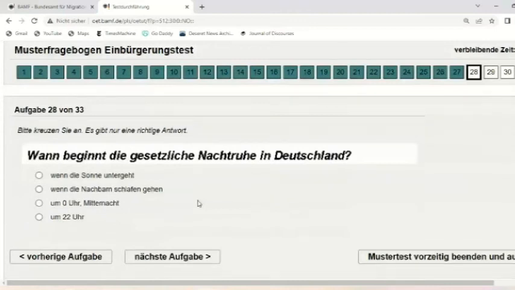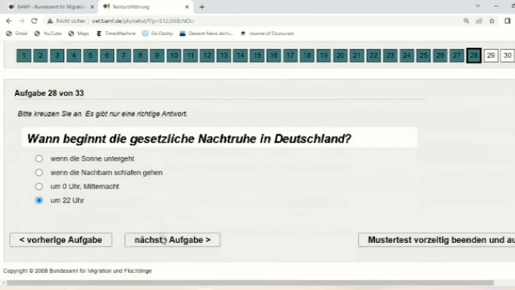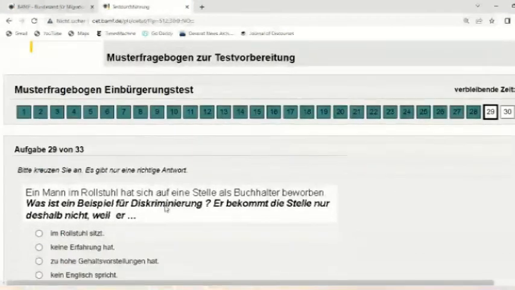Question 28. When does the legal quiet time begin in Germany? When the sun goes down? When the neighbors go to bed? At midnight? Or at 10 p.m.? I've lived in Germany long enough to know that you have to be quiet beginning at 10 p.m. at the latest. Question 29.